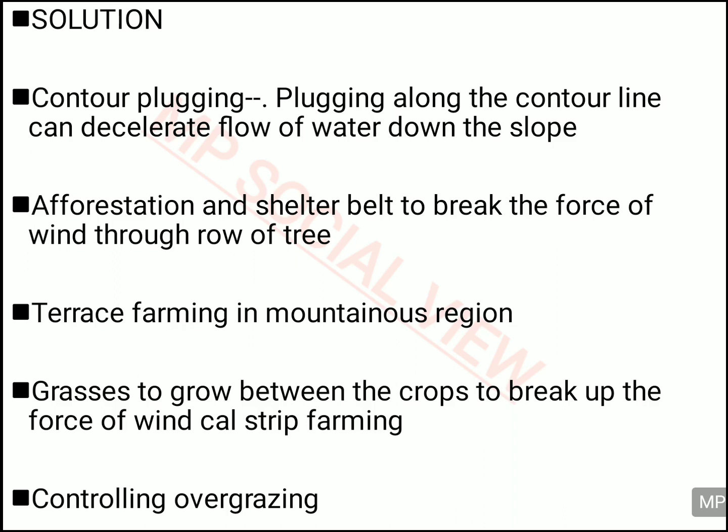And then you can grow strips of grasses in between the crops. When you are growing crops, in between two layers of crops, you can grow a strip of grasses, because the grasses also have the capacity to stop the soil erosion by stopping the winds and water from eroding the soil. So this method, when you grow strips of grasses to stop soil erosion, is called strip farming, and this also controls soil erosion, and also you can control overgrazing to control soil erosion.